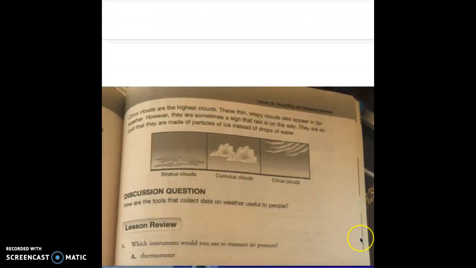Cirrus clouds are the highest clouds. These thin, wispy clouds also appear in fair weather. However, they are sometimes a sign that rain is on the way. They are so cold that they are made of particles of ice instead of drops of water. As you can see in the three different pictures here.